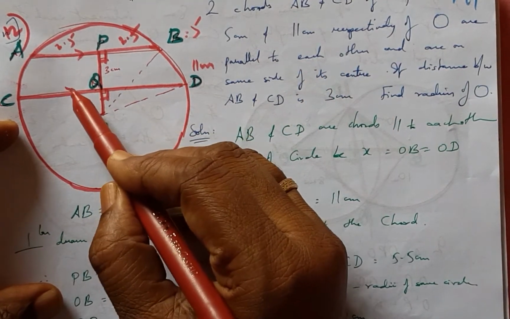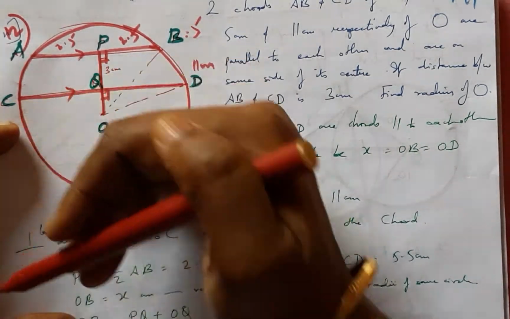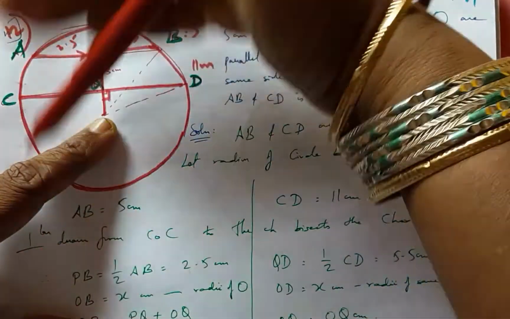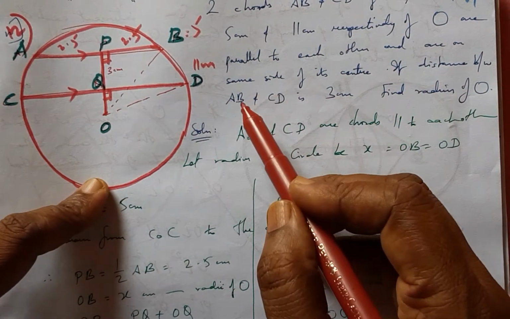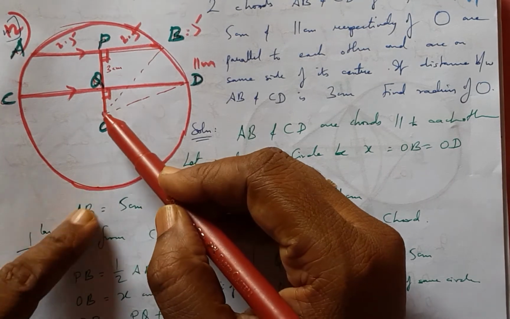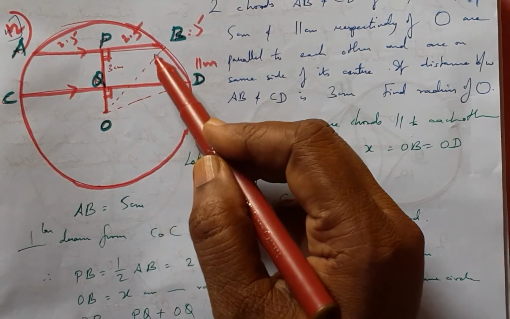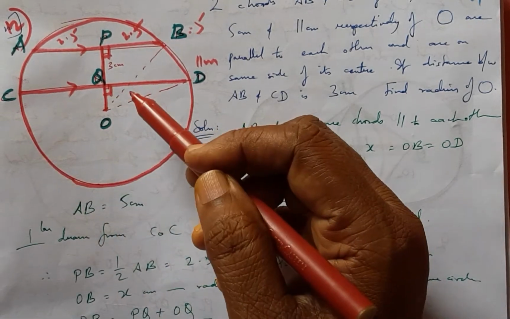These two things are parallel to each other and are on the same side of the center. This is the center and they are on the same side, not on either side of the center. If the distance between AB and CD happens to be 3, find the radius. We are being asked to find the radius of this entire circle.